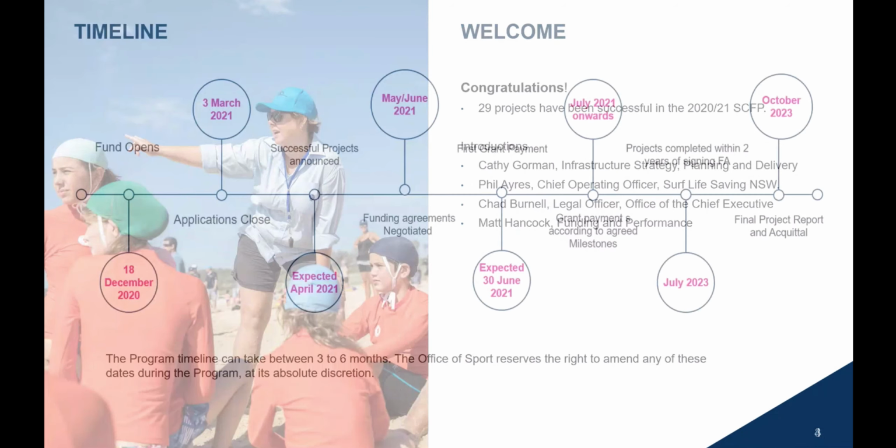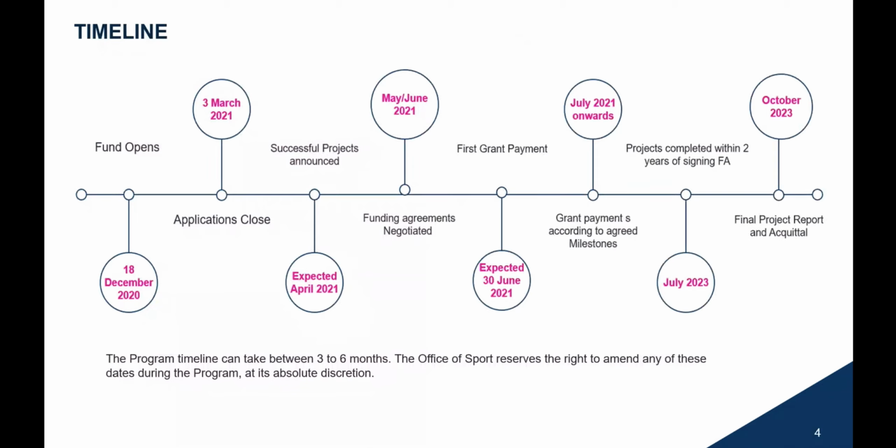So the 2021 Surf Club Facility Program opened on the 18th of December last year, and we are now up to negotiating funding agreements. The quicker we can execute your funding agreement, the quicker we can pay the first milestone, so your projects can start to take shape. We are aiming to have all funding agreements executed and all payments for milestone 1 made by 30th of June to allow you to start work on your projects as soon as possible. So that date, 30th of June, it's not far away. There's some work to be done, but we want to get as much of this money out the door to you guys as we can. We want this to really start moving for you.